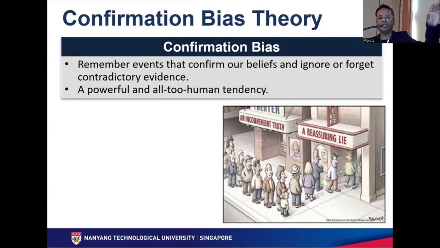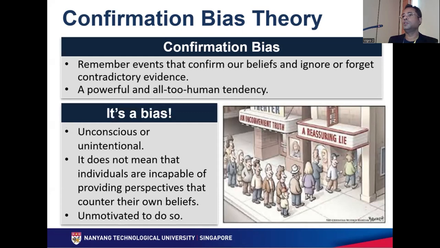What does it mean? It basically means we remember events that confirm our beliefs. So events that confirm my belief, I remember those events and ignore or forget contradictory evidence. And it is shown to be very powerful in humans. Remember, it's a bias. Bias means it's unconscious or unintentional. It's not necessarily deliberate. It does not mean that individuals are incapable of providing perspectives that counter their own beliefs, but they are not motivated to do so. Right? So it's not an error from the human point of view.